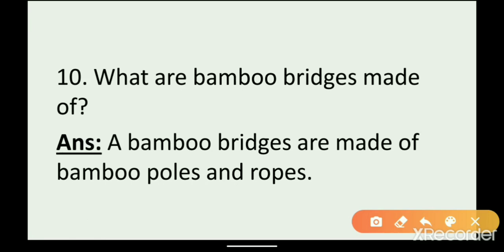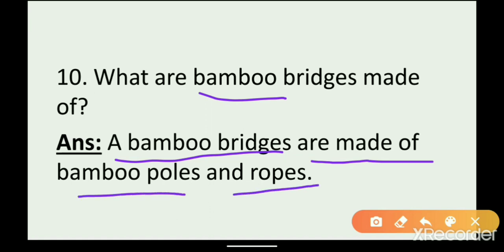Next, what are bamboo bridges made of? The word bamboo you all know. So here they are asking, what are bamboo bridges made of? People living in Assam use bamboo bridges. A bamboo bridge is made of bamboo poles and ropes. Bamboo poles they tie at the ends, and ropes they tie to those poles from one end to the other, and people use that and walk on that bridge.